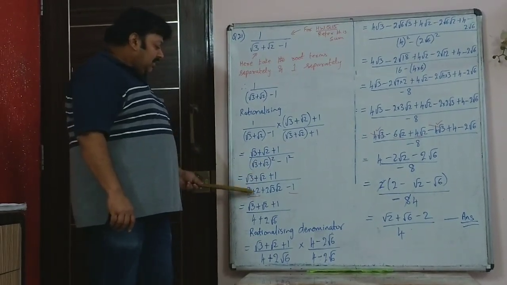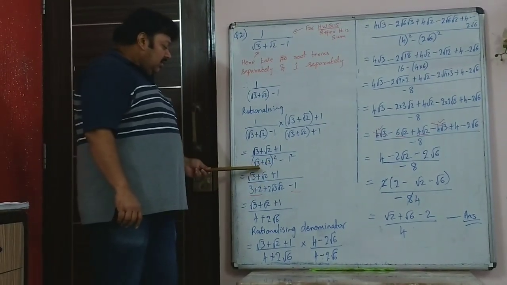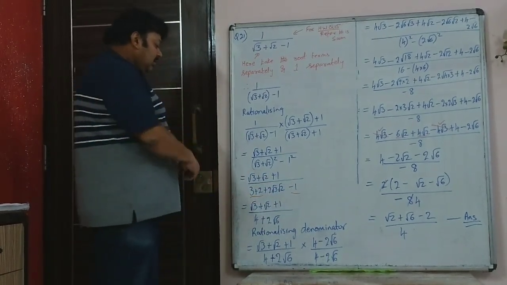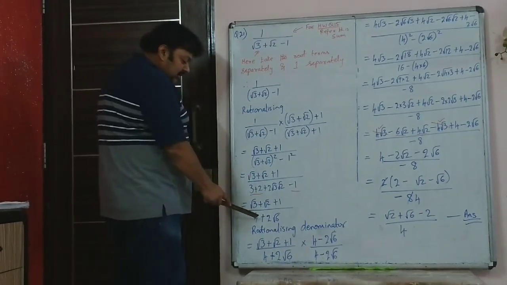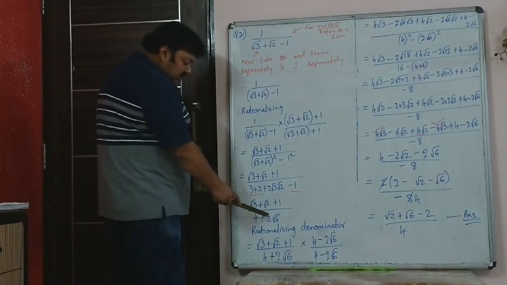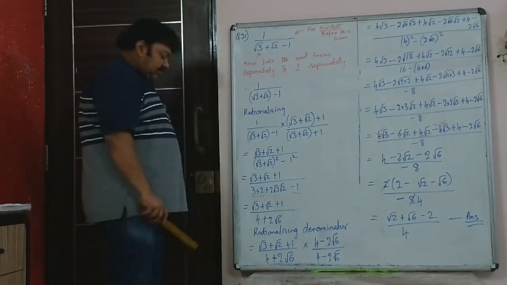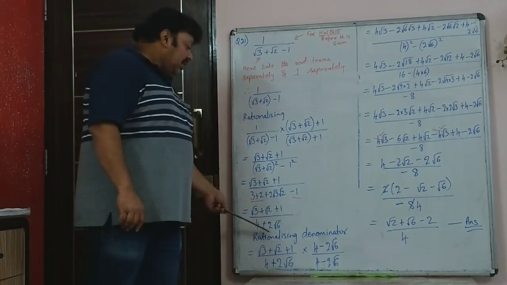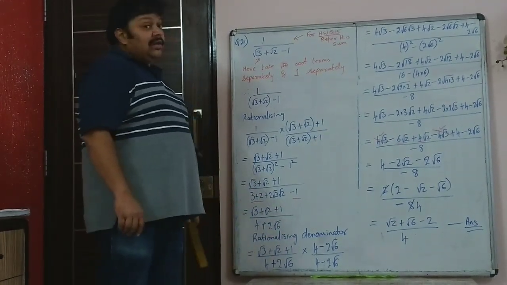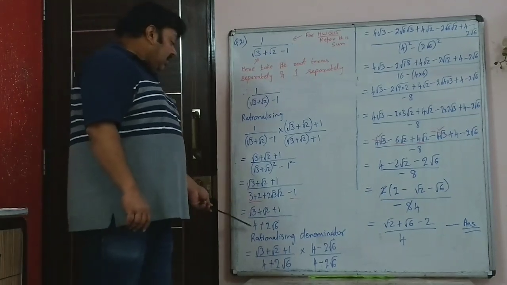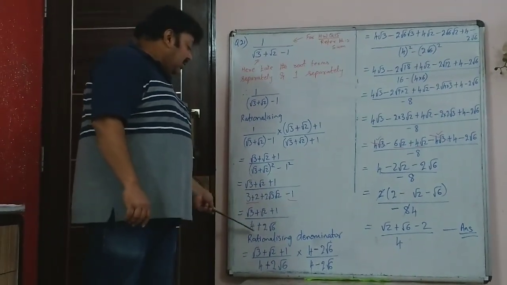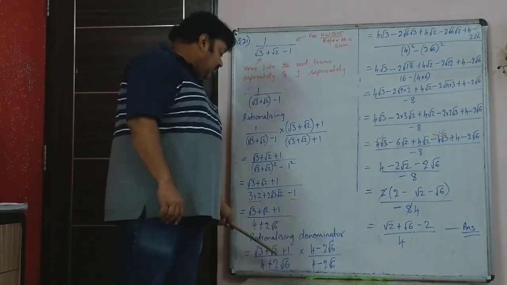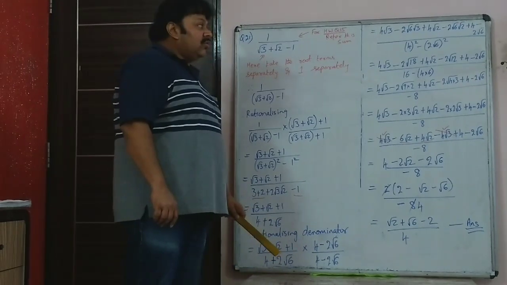So a squared will be 3, b squared is 2, plus 2ab, root 3 into root 2, minus 1. So this is 5 minus 1 which is 4 and this is 2 root 6. So 4 plus 2 root 6, again you have to rationalize the denominator. So a second time you have to rationalize, because this is not fully simplified, the denominator still has a root. So now you take (4 minus 2 root 6) upon (4 minus 2 root 6).